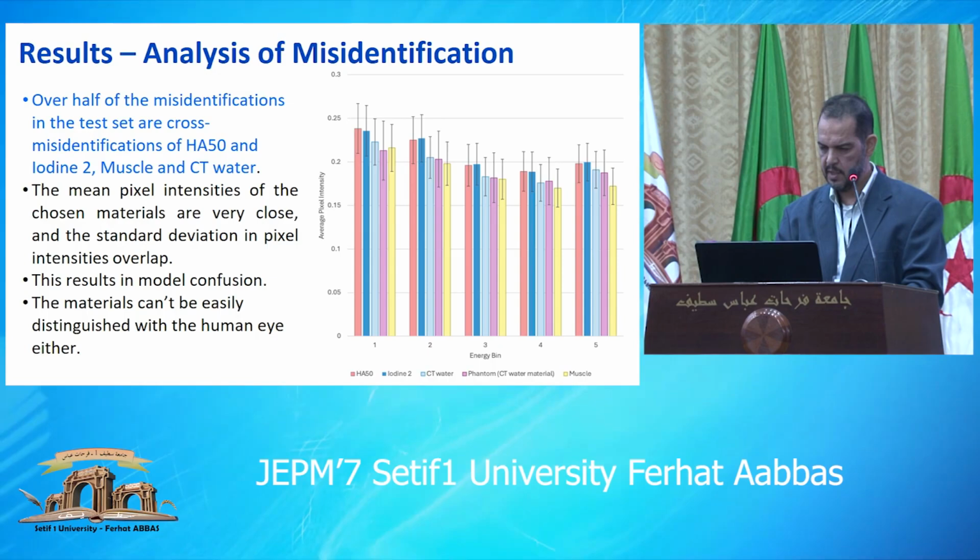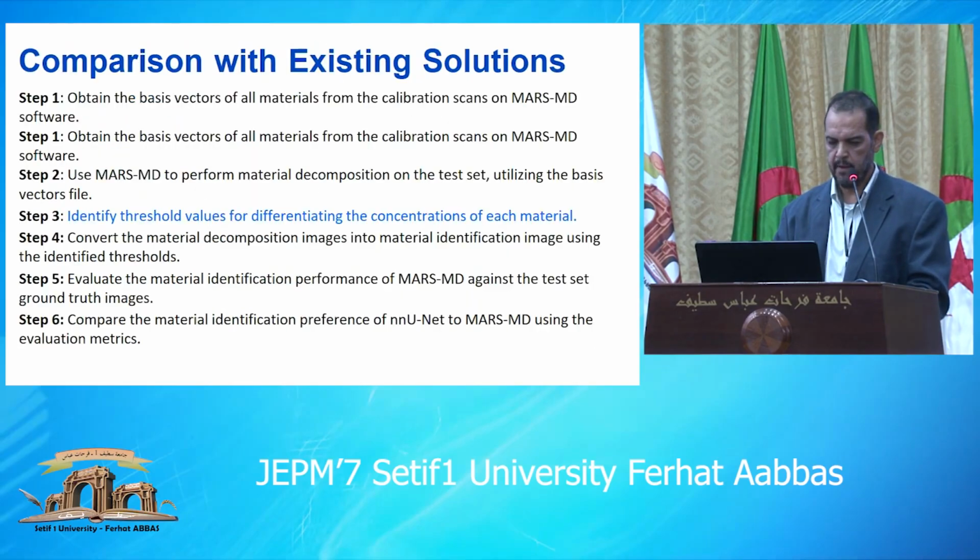This is the first energy window, which is from 7 to 40 kiloelectron volt, and you can see the average values. If you plot the distribution, the average values are very close, and the standard deviations overlap. That's why we have mixing and difficulty identifying these materials that are very close.